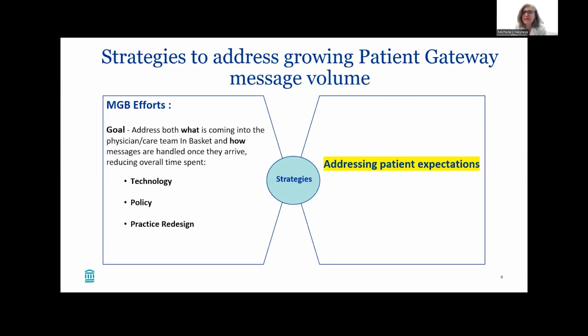So they created this MGB in-basket optimization team that I'm a part of, and had us basically tagged to one of three areas: technology, policy, or practice redesign, which is where I worked, which is how do we have the practices take these incoming messages and handle them differently to decrease the work burden on our care teams and on our physicians. But today, what we want to focus on is the patient expectations.